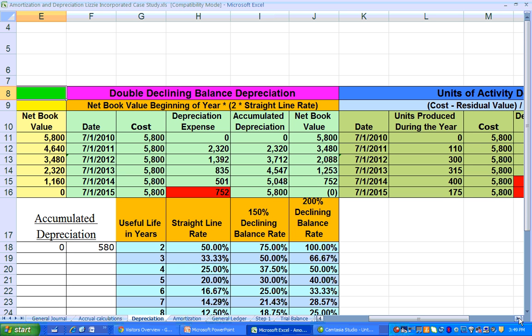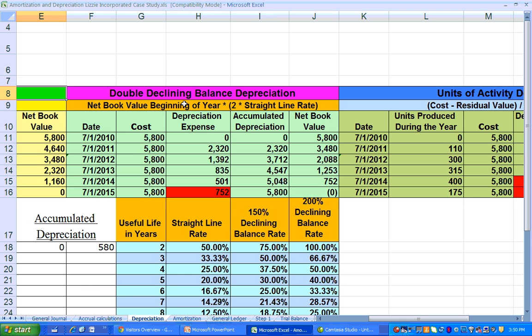Very simply, what you do with this methodology is you do not take into consideration the residual value at the beginning. We only care about that at the very end. We're going to depreciate this over its life of 5 years, but we're going to front load more of the depreciation expense. So this is our calculation: net book value at the beginning of the year times 2 times the straight line rate. That straight line rate I've put down here in a little schedule.